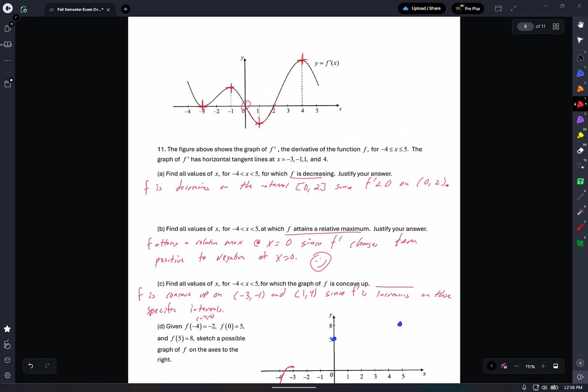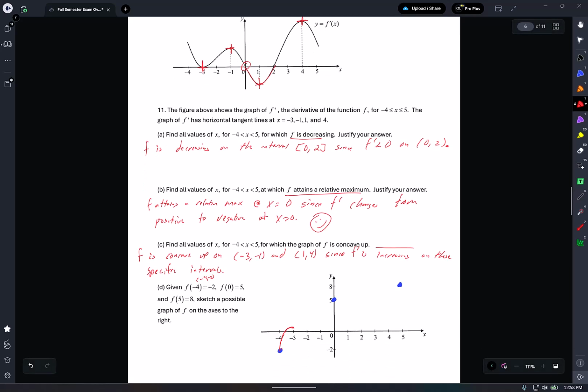And now between -3 and -1, f prime is positive and f prime is increasing. So that means my f better be, that's right, increasing concave up. Like I said again, I can't hear you, but hopefully you're saying that. So I'm going to go increasing concave up until you hit -1.